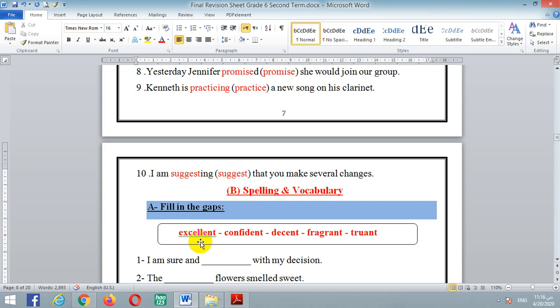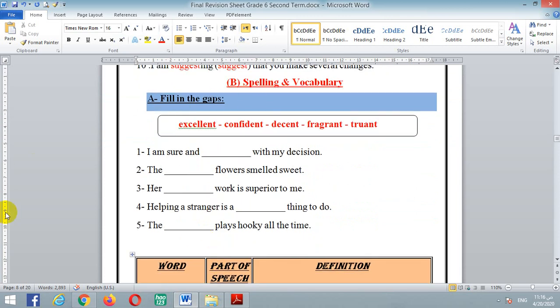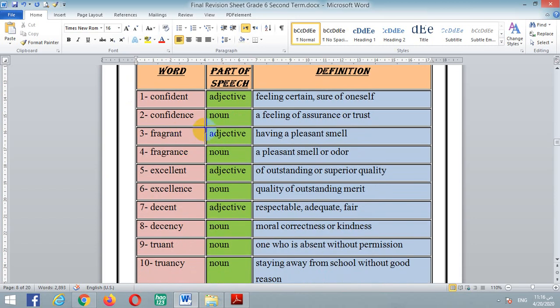Let's start spelling and vocabulary. Okay, spelling and vocabulary, lesson 16. Exercise A, fill in the gaps. Before filling in the gaps, let's see the first 10 words. We have the word, part of speech, whether it is an adjective, noun, pronoun, verb, and so on, and its definition.